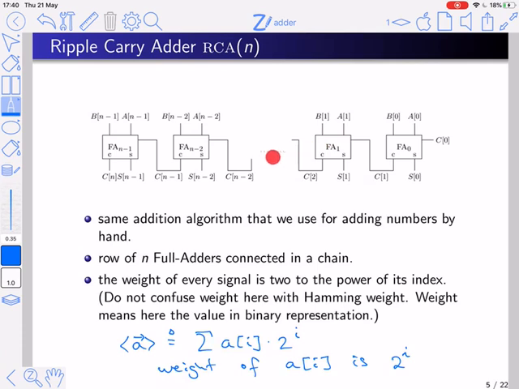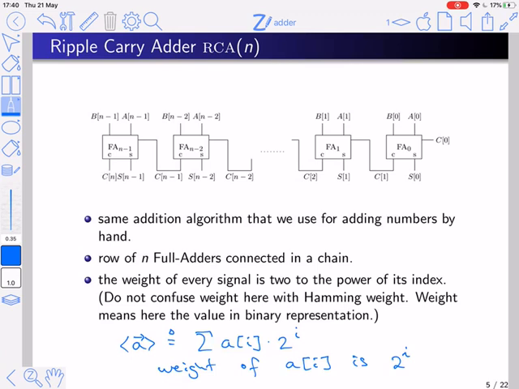You cascade n full adders. The full adder with index 0 is fed by C0, A0, and B0. It outputs S0, and its carry bit is denoted by C1. We feed A1, B1, and C1 to full adder 1. Its sum bit is denoted by S1. Its carry bit is denoted by C2, and so on and so forth, until we have reached full adder n minus 1, its sum output is denoted by Sn minus 1, and its carry output is denoted by Cn.